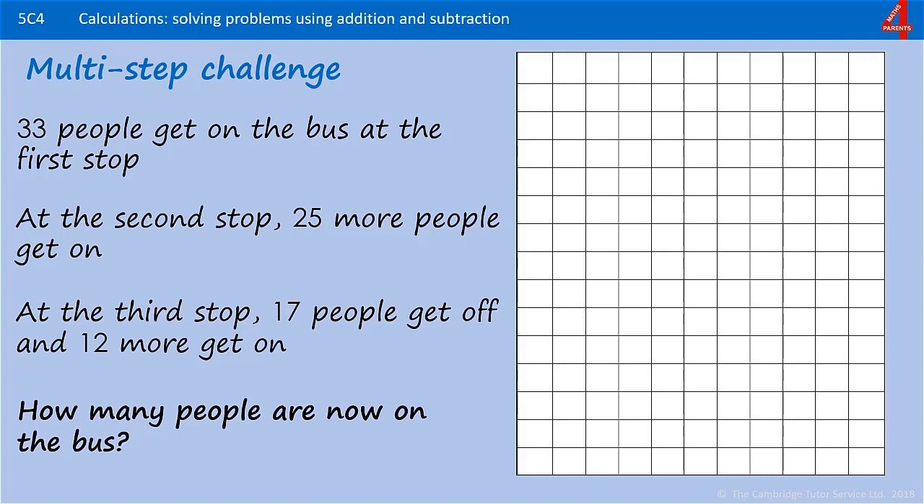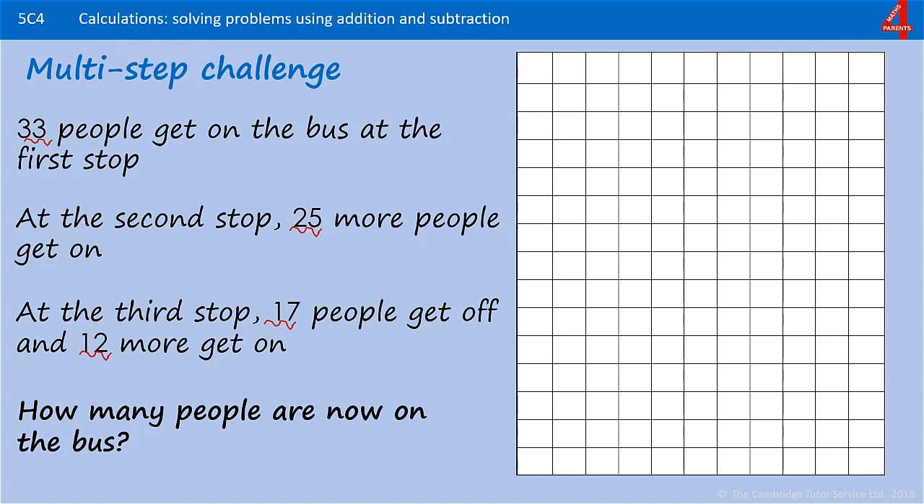We need to break this down into the separate calculations. So let's start by looking at which numbers we're working with. There are 33 people getting on at the first stop, 25 more get on at the next, 17 people then get off, but 12 more get on.